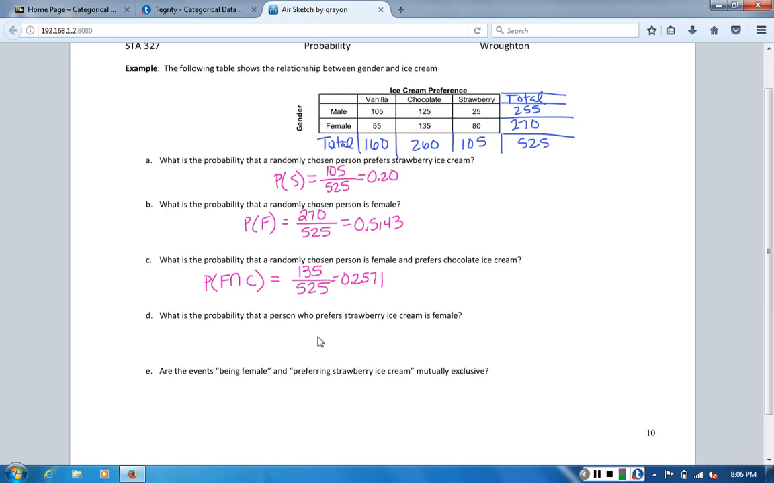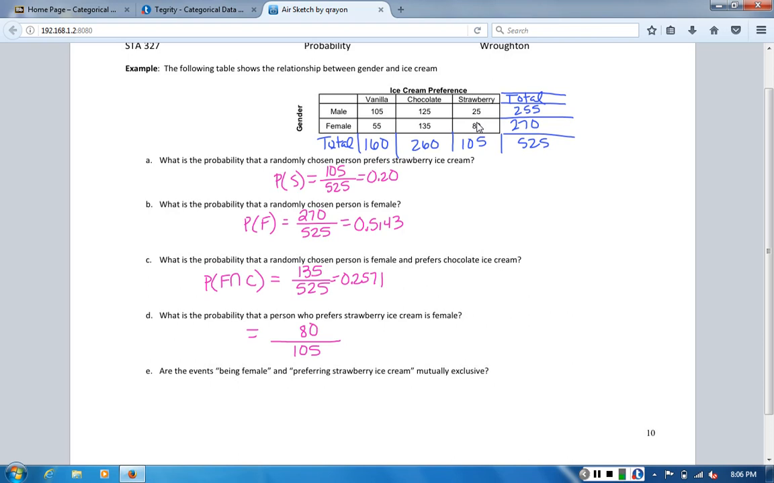Now let's see how D reads a little bit different. What is the probability that a person who prefers strawberry ice cream is female? Who are we starting with? Probability that a person who prefers strawberry ice cream. Well, how many people preferred strawberry ice cream? So 105 is what goes on the bottom. Now, of those 105 people, how many of them were female? Well, that's just going to be my 80 on the top.